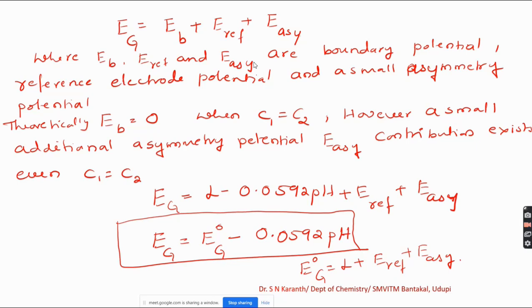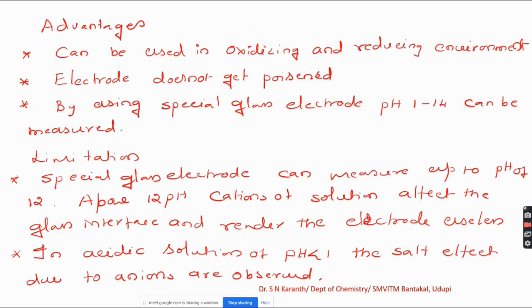So Eg equals L minus 0.0592 pH plus E reference plus E asymmetry. The standard glass electrode potential is the sum of all constant terms like L plus E reference plus E asymmetry. So we can write the glass electrode potential Eg equal to E naught G minus 0.0592 pH. Okay, in this way we arrive at the glass electrode potential.